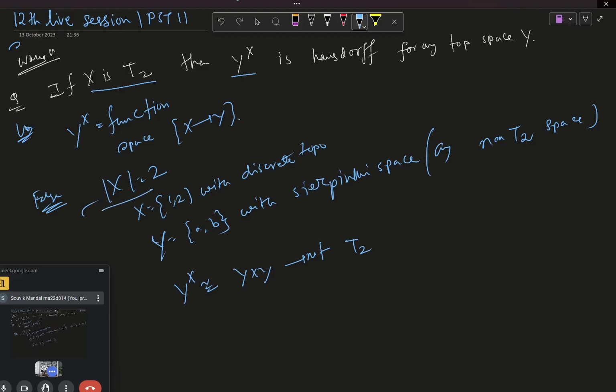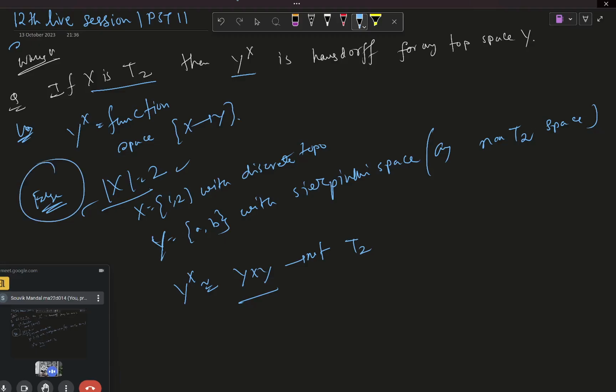So we take any X with two elements, X equal to {1, 2} with the discrete topology, Y equal to {a, b} with the indiscrete topology, or any non-Hausdorff space, and Y to the X equals Y cross Y, which is non-Hausdorff. That's why the answer is false.